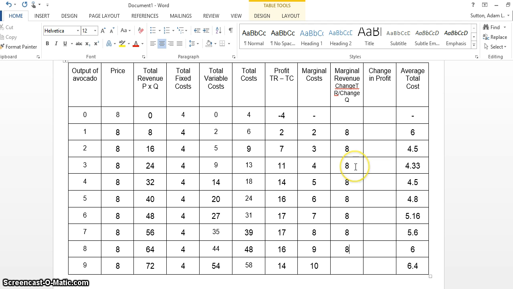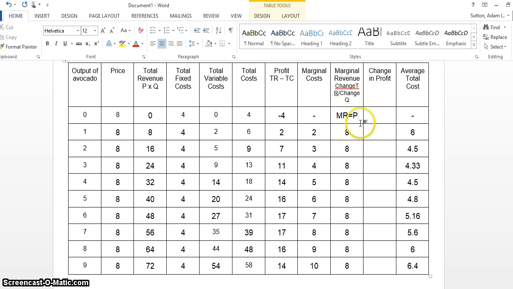So for every quantity, we see that the marginal revenue is the same. The marginal revenue is in fact the same as the what here? The marginal revenue equals the price. This is unique. This isn't true for every market structure. But for perfect competition, marginal revenue equals price. And that's a huge thing that you need to remember, because in a second I'm going to make you graph this. All right?